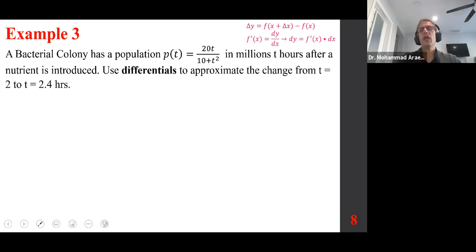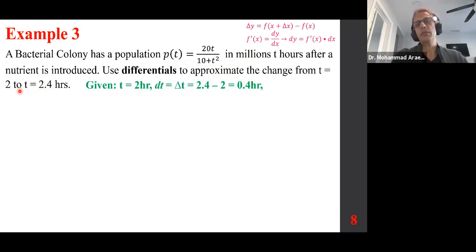Okay. So in essence, we want this one, where the function is P of t. We really want P prime of t first, which is the same as in essence dy/dx. And then dy becomes dP, which is f prime times dx, now P prime times dt. That's the idea. Then we need to know the original one, t is 2, and the new one is 2.4. So dt is 2.4 minus 2, or simply 0.4.